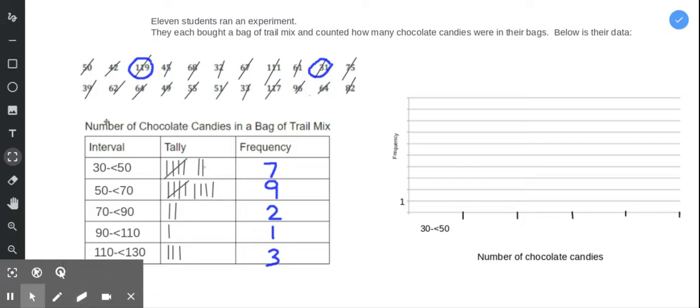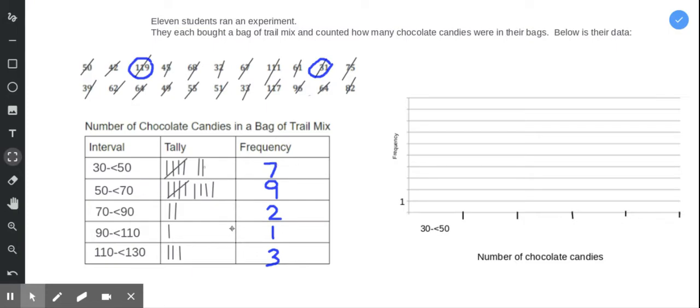Once my frequency table has been completed and I've put all the data into tallies, I then took my tallies and counted them up, and that's the frequency of how often a bag of trail mix would have this number of chocolates. So 7 bags had between 30 and 49 pieces of chocolate. 9 bags had between 50 and 69 pieces of chocolate.